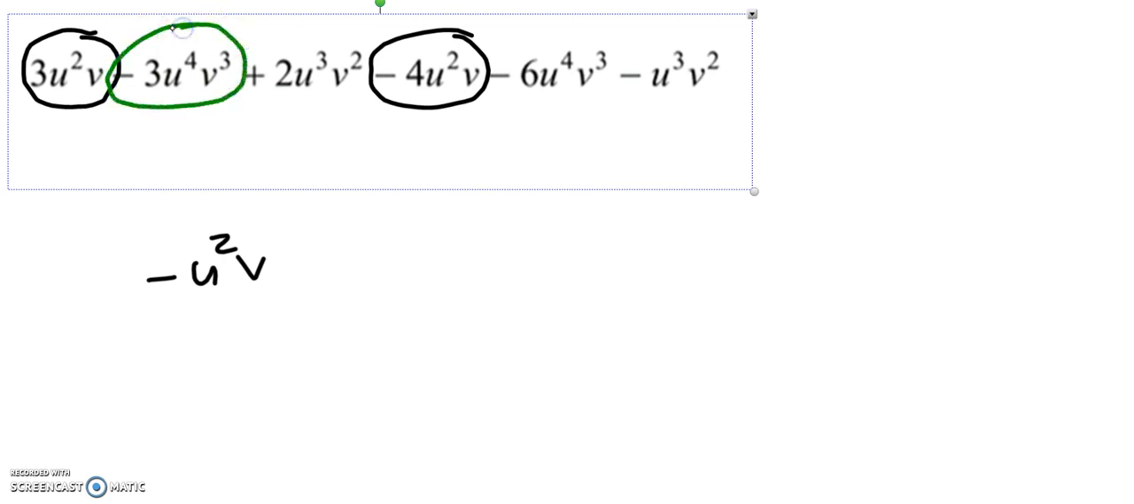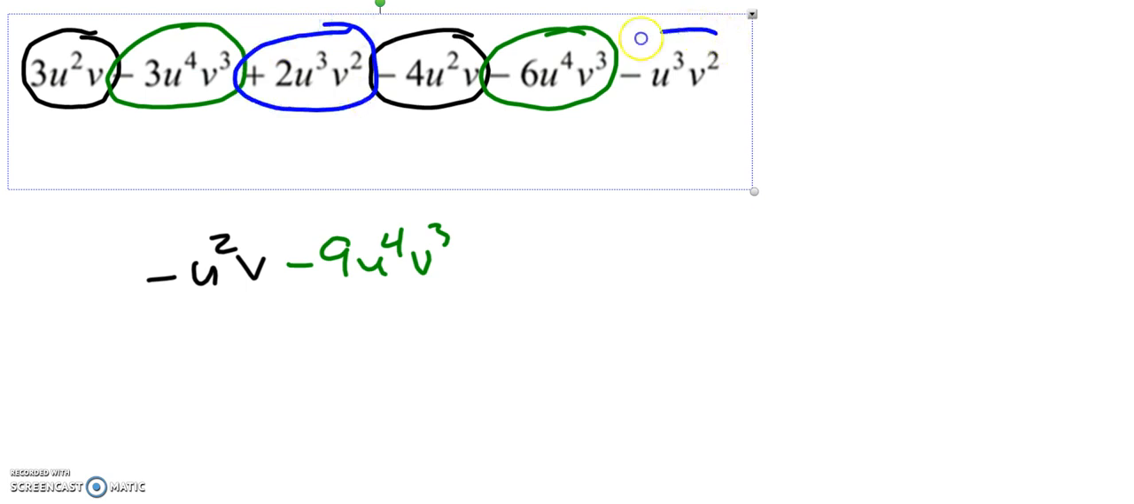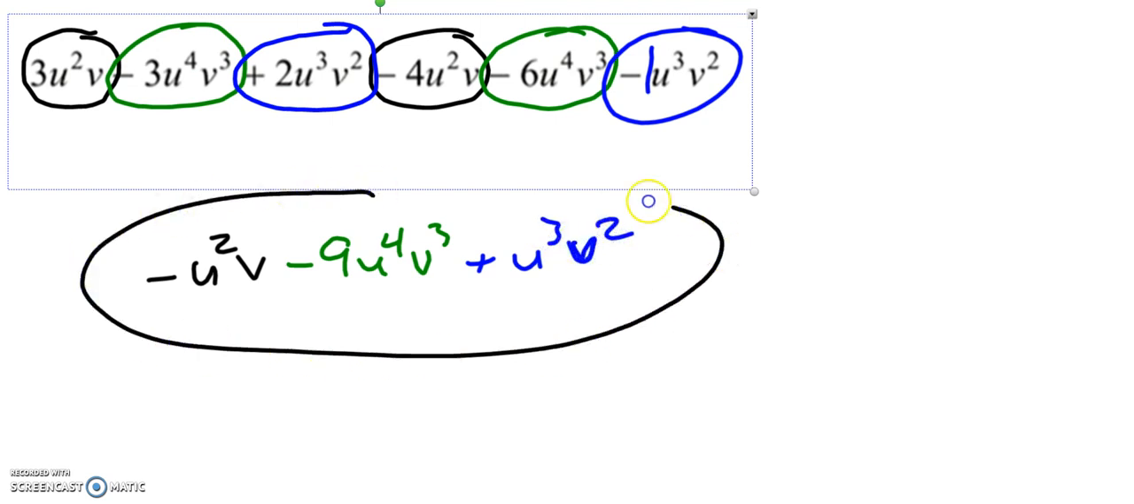I have a negative 3u to the fourth v to the third, so I want to look for another u to the fourth v to the third, and I do. That's two negatives, so I got negative 3 minus 6, which is a negative 9, so we'll put it in as a minus 9. And then lastly, u to the third v to the second. Looks like everything here had a pair. So 2 minus 1, and we get 1 u to the third v to the second. Should be a v there. So final answer, simplified, would be that right there.